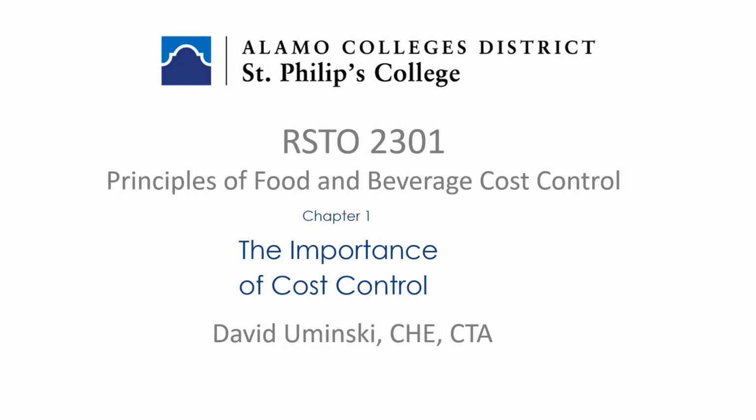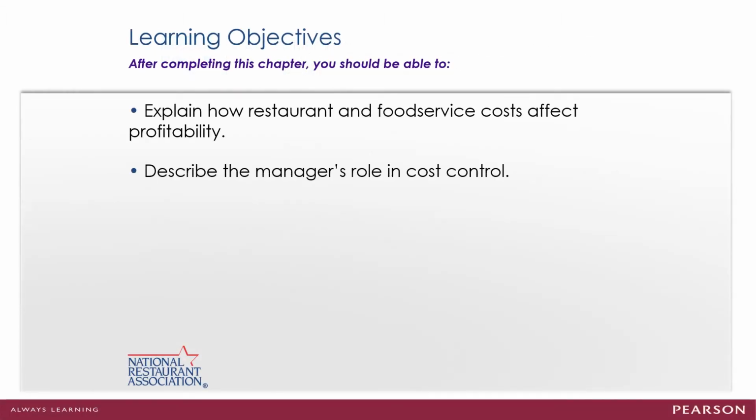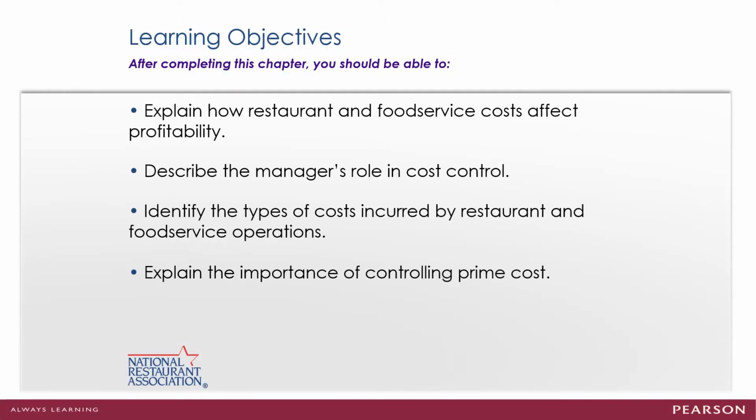Welcome to Chapter 1 of RSTO 2301, Principles of Food and Beverage Cost Control, where we are going to discuss the importance of cost. In this particular video, we are going to identify what cost is, the manager's role in controlling our cost, different types of costs that restaurants and food service operations incur, as well as looking at the importance of controlling our prime cost.